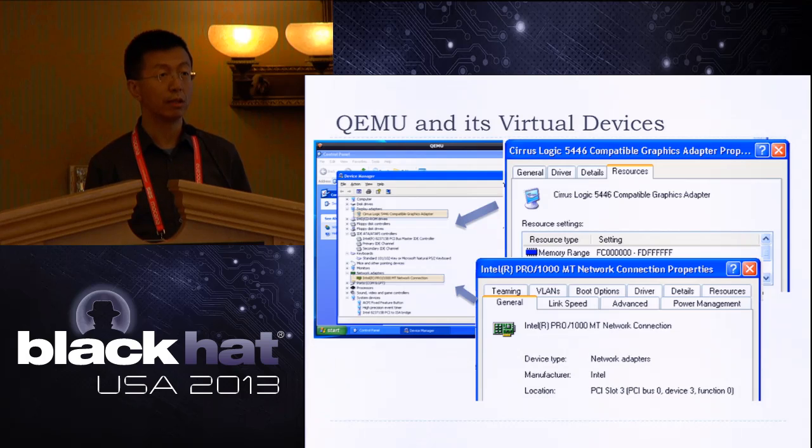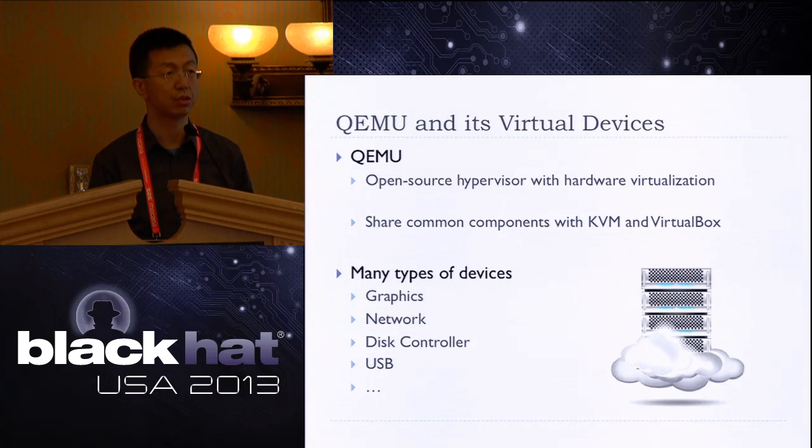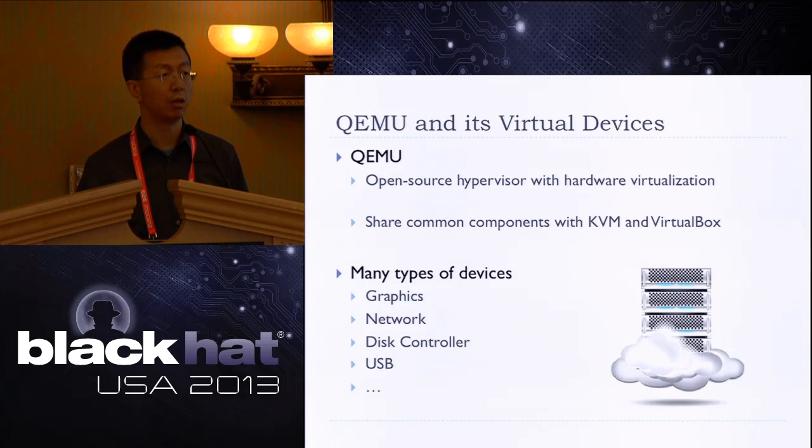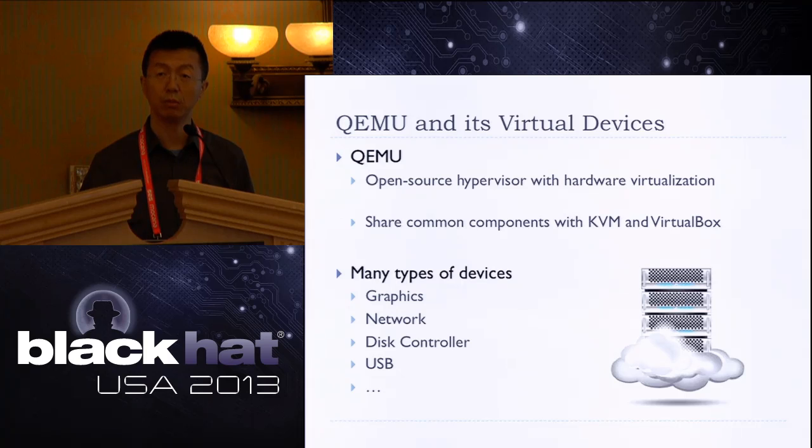Now, these are virtual devices, which means that you might run a computer that is probably using a Broadcom card, but your VM is actually saying you are using an Intel card. Okay. And we are actually focusing on this QEMU virtual platform. QEMU is an open source hypervisor, and it also emulates a lot of virtual devices. You might not use QEMU directly, but QEMU shares lots of common components with KVM and VirtualBox. And it emulates lots of types of devices, including graphics, network, disk controller, USB.